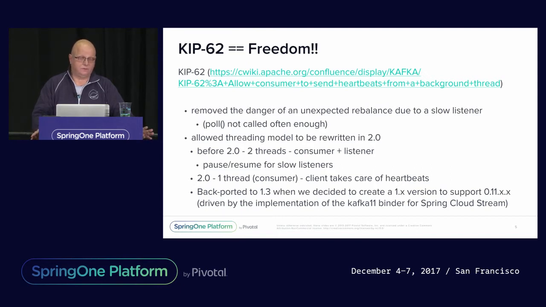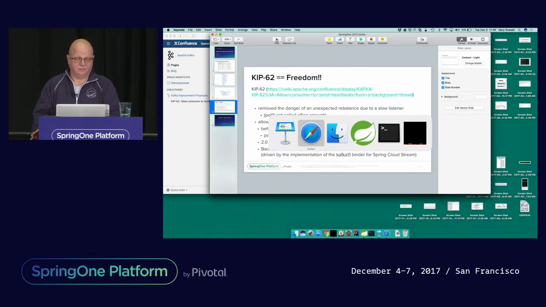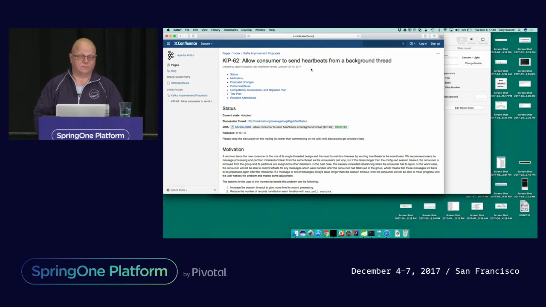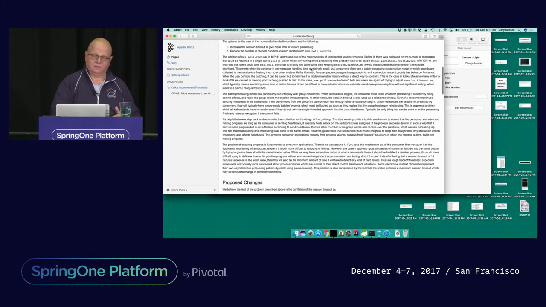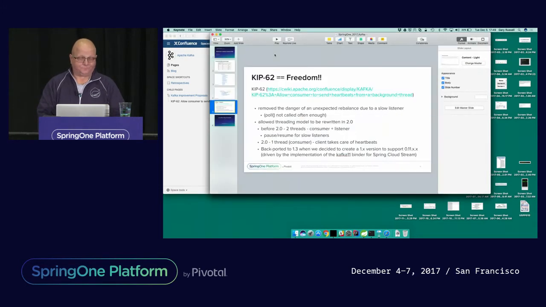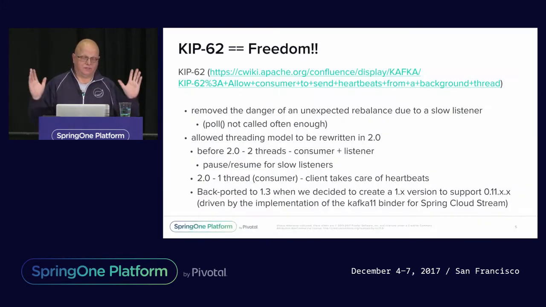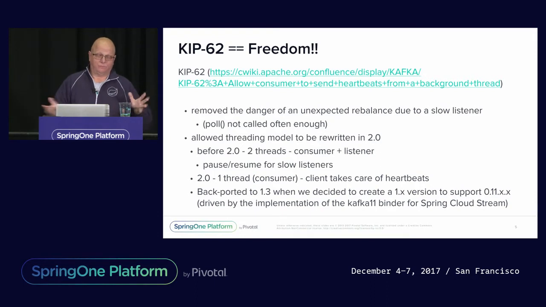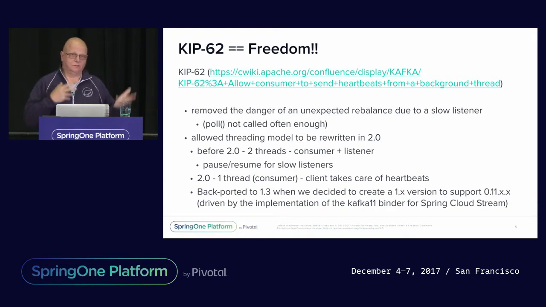So KIP 62 resolved that. If you want to read the gory details, I briefly showed it in the browser. Just Google KIP 62, and there's a whole treatise on what the issue was and how they solved it. But it was great, because I love ripping out code. So we ripped out a good 40% of the listener container that was dealing with this dance between the 2 threads.